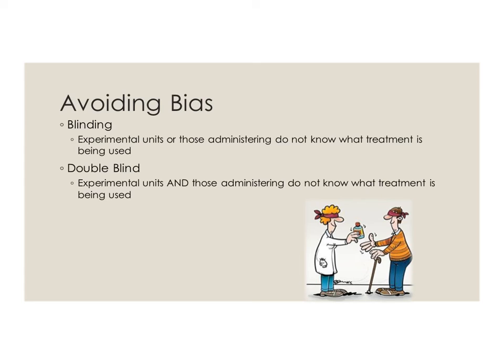Another way to avoid bias is to use blinding. Okay, so single blind is when experimental units or those administering treatments do not know what treatment is being used. A double-blind study is when experimental units and those administering the treatment do not know what treatment is being used. Obviously, double-blind is the most desired, or that's what we strive for, but oftentimes we can't make an experiment double-blind, so they will single-blind.